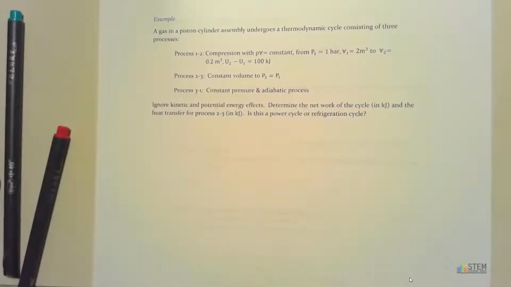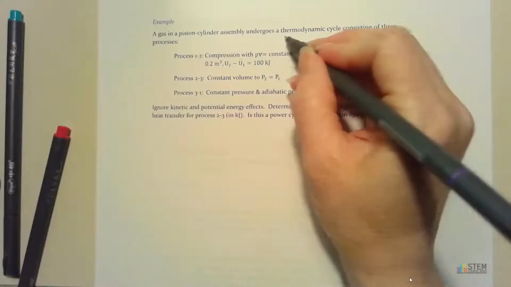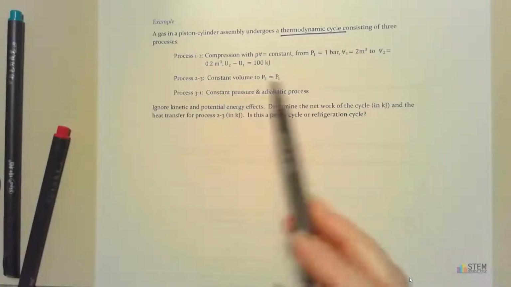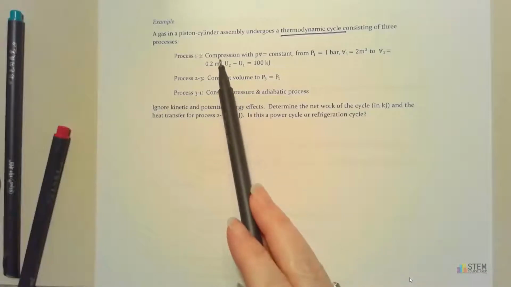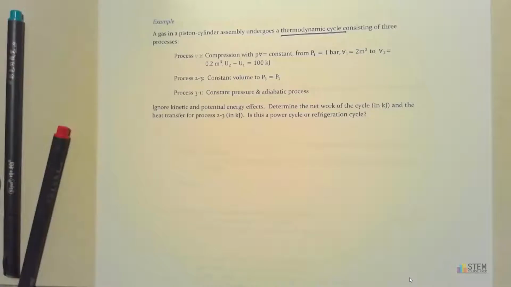Okay. First, let's look and see if we have any keywords we need to pay attention to. Thermodynamic cycle, that's a good one to pay attention to, because remember, that means it starts and ends with the same properties. For process 1-2, there's not really any keywords. It tells us compression, but we already know that because it gives us the volumes. You can see the volume does decrease.